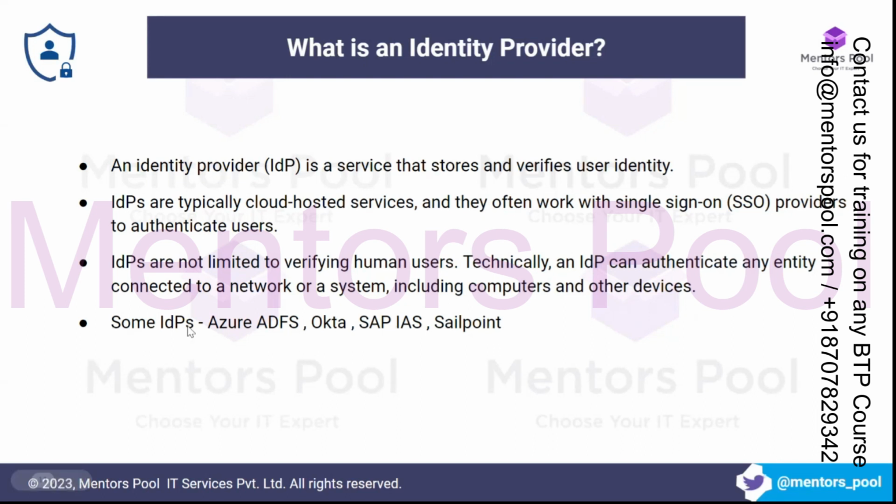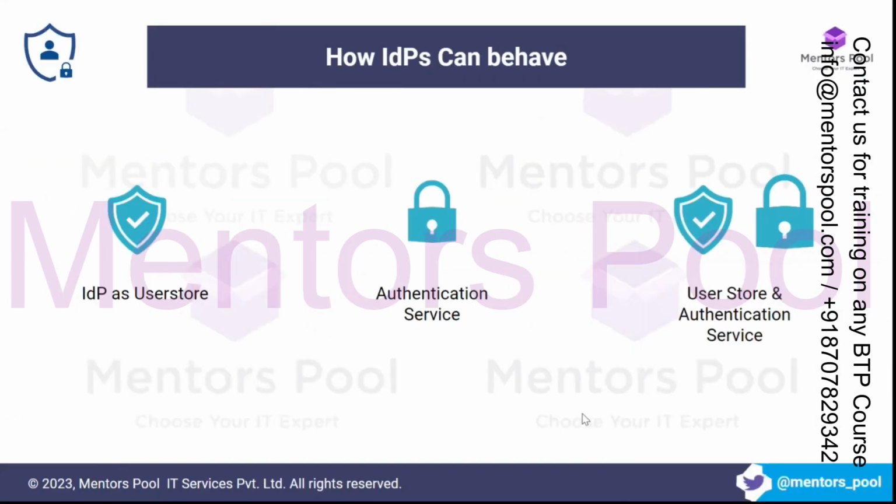Some IDP examples we can have are Azure ADFS, Okta, SAP IAS, and SailPoint. Okay, these are some of the identity providers we have. Now the question comes, how can IDPs behave? So if I take the example of Active Directory, just Active Directory, I'm telling you guys, I'm not using Azure here. I'm just talking about Active Directory. Active Directory can store users, but it cannot authenticate users.